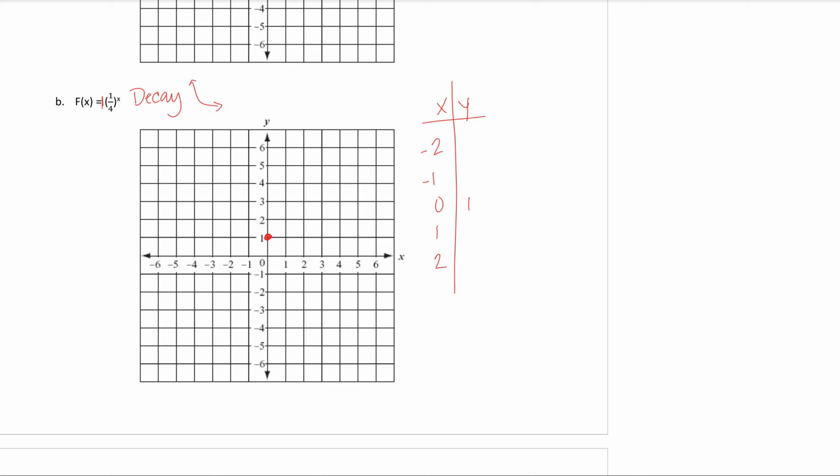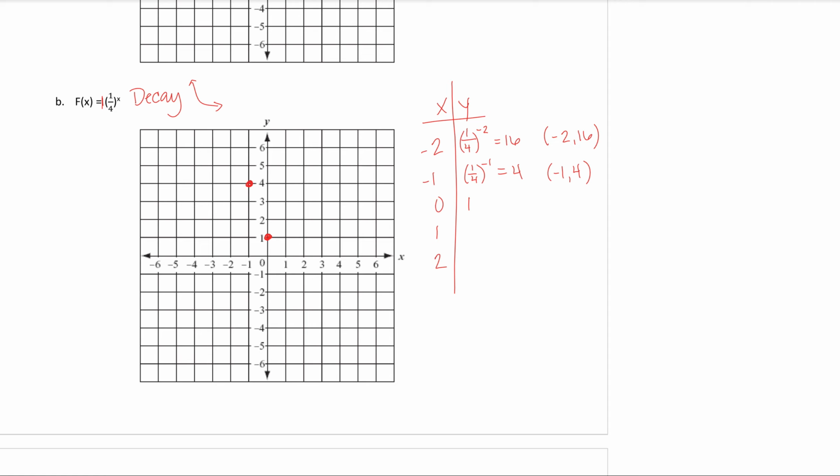Now, whenever I raise a fraction like this to a negative exponent, remember it's going to actually flip it, and then you'll square it so that this will just be a positive 16. So I'll have a point at -2, 16. We have 1/4, again, raised to the power of -1 means that it's just going to become a 4. And I have a point at -1, 4, which I will plot.